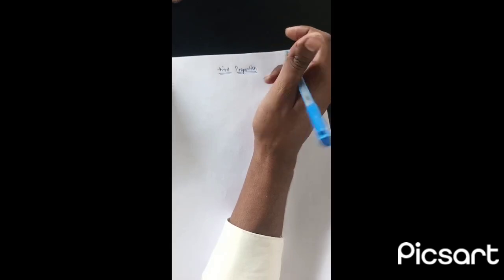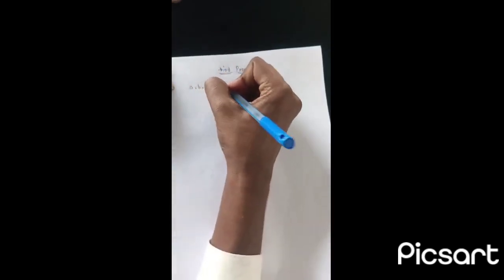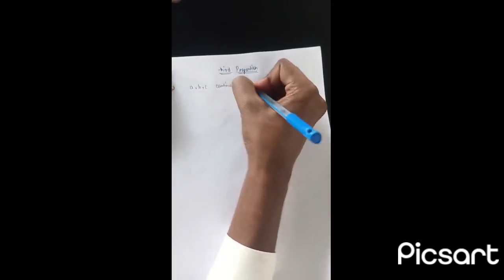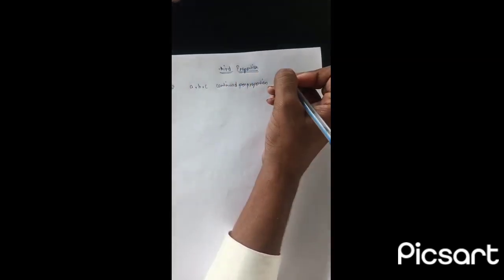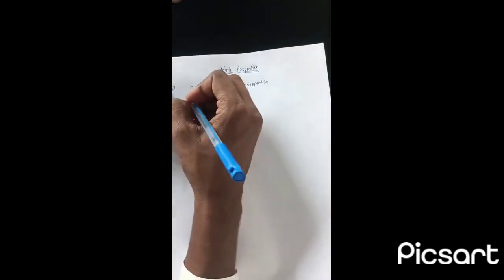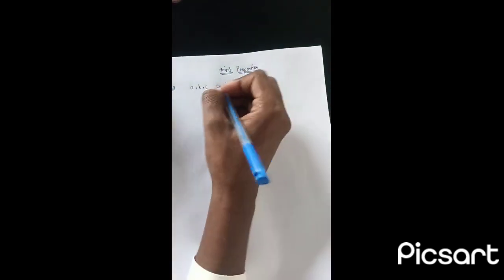We can write this as 5x equals... Okay, this is saying that if A, B, C are in continued proportion, then C will be the third proportional to A and B. Suppose you take question number three only. I'm solving it according to this.